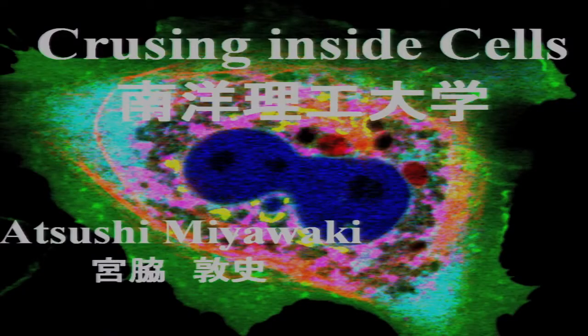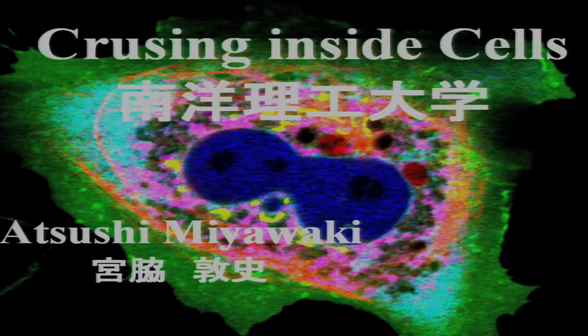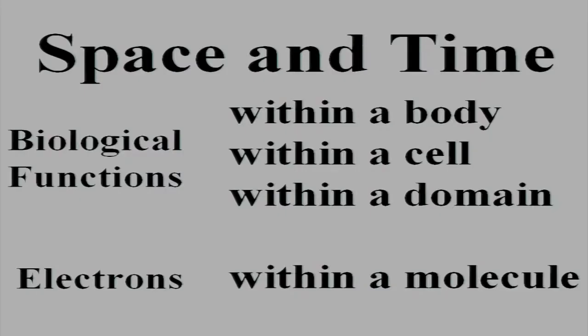Many biological events are well organized, sometimes very ingeniously controlled in space and time. The title of my talk is "Cruising inside cells." My laboratory is engaged in the development of imaging technologies using fluorescent proteins, and those technologies allow us to get insight into spatial-temporal dynamics of many important biological functions, within the body, a cell, or a tiny domain.